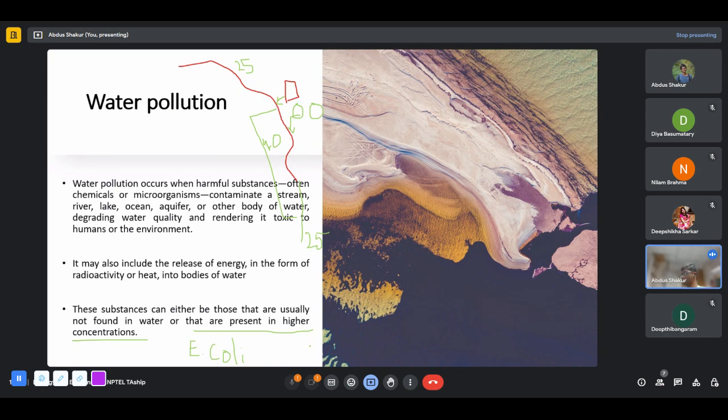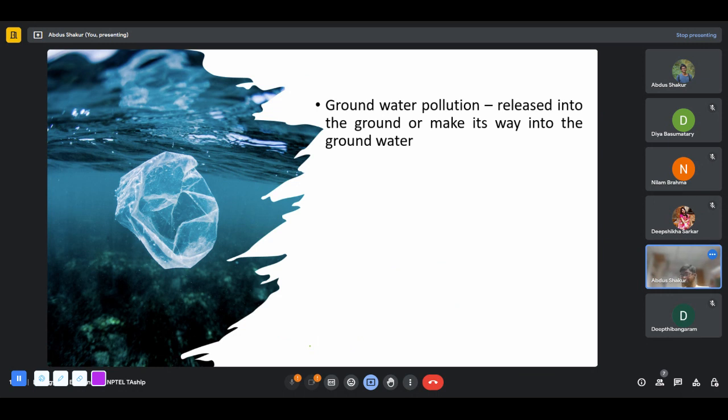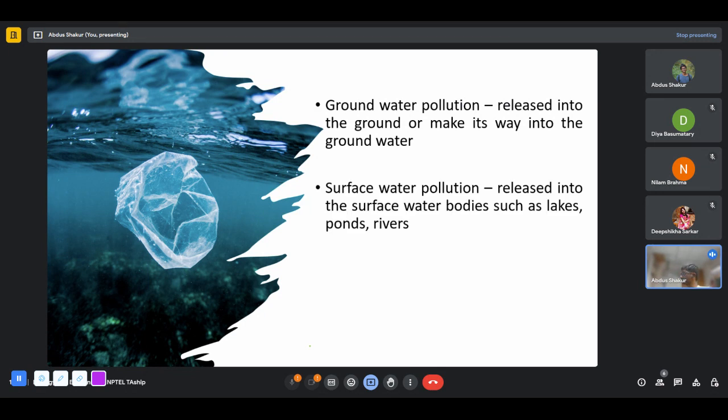It's such a broad thing, and based on the type of water, you can classify it also. Groundwater pollution basically refers to polluting the groundwater or underground aquifers, when these pollutants make their way into the groundwater. Similarly, surface water pollution is where most of the surface water bodies such as rivers, ponds, and lakes get polluted.